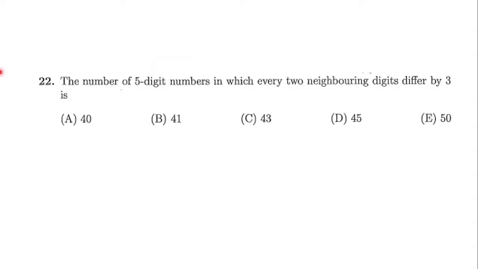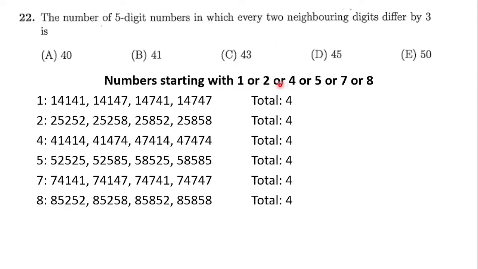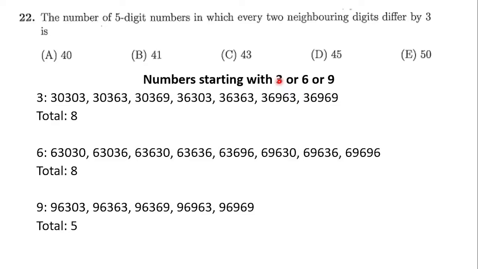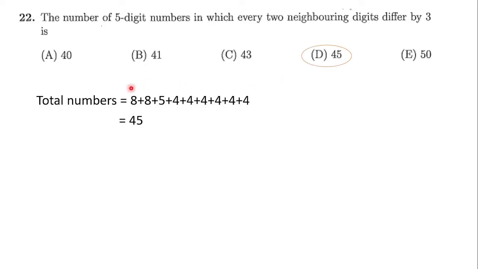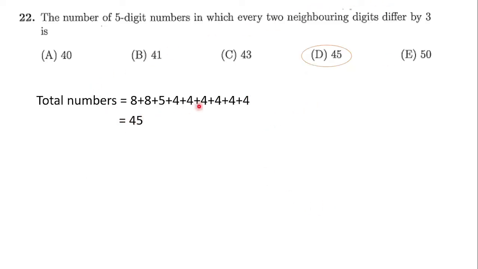Question 22. The number of 5-digit numbers in which every 2 neighboring digits differ by 3 is, and then they have the options. So I didn't really like this question because the way you solve it is kind of just counting all of them. But the tricky ones are just 3, 6, and 9. Then you'll see that every other number other than 3, 6, or 9 is going to have 4 each. So if we add all of these up, the totals, we get 8 plus 5 plus 5 plus all these 4s, giving us 45 total.